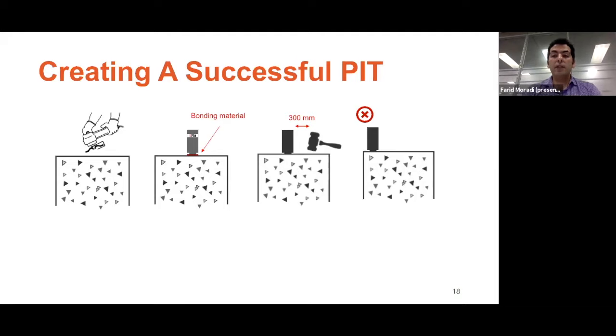There are a few tricky things you need to consider in any pile integrity testing. You need to smooth the contact surface between the sensor and the pile surface with the grinder. You don't need to grind all of the pile head, just the location that the sensor will be attached to the pile surface.